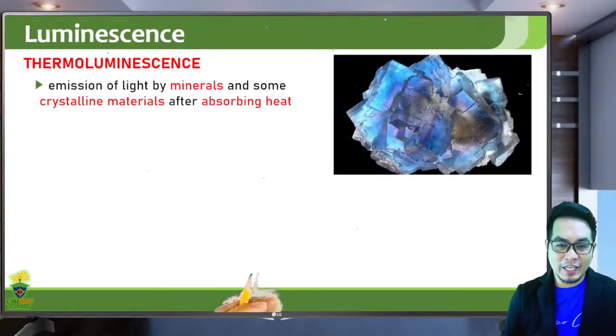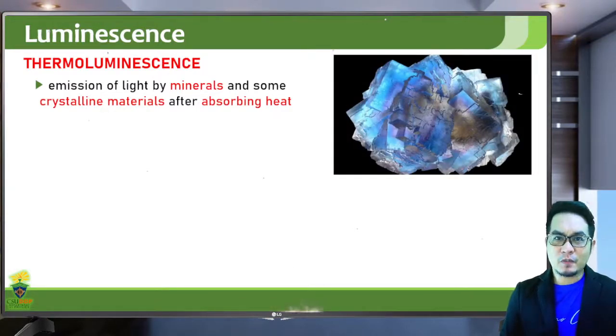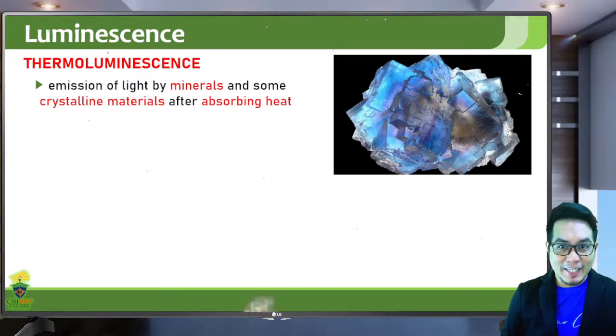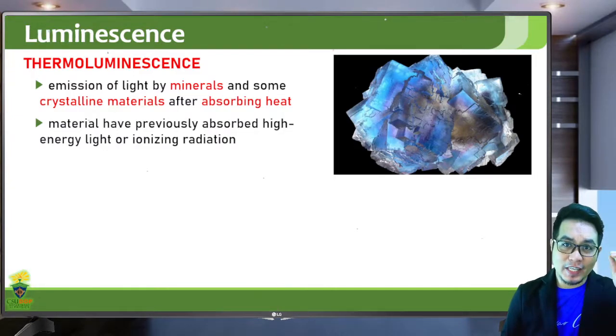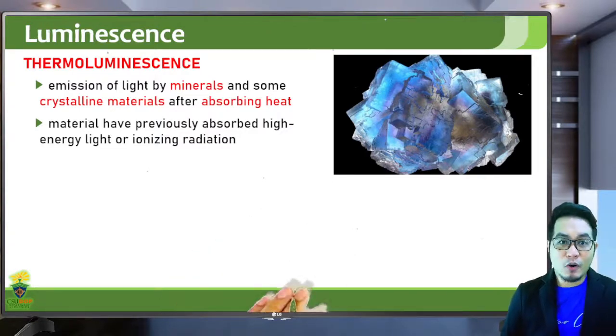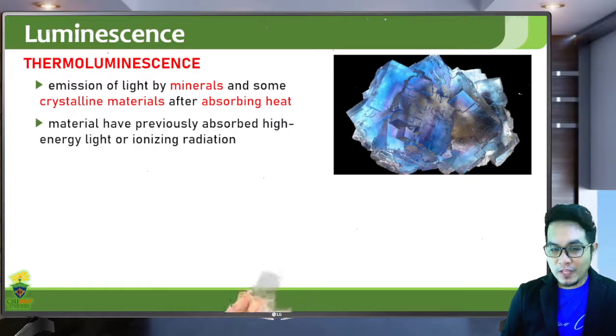But the heat that is absorbed is not similar to incandescence, where incandescence usually results in a very high temperature. In thermoluminescence, it is not. So that's the difference between thermoluminescence and incandescence. Usually these materials have previously absorbed high energy light or ionizing radiation. That's the reason why they glow when you apply a small amount of heat to them.